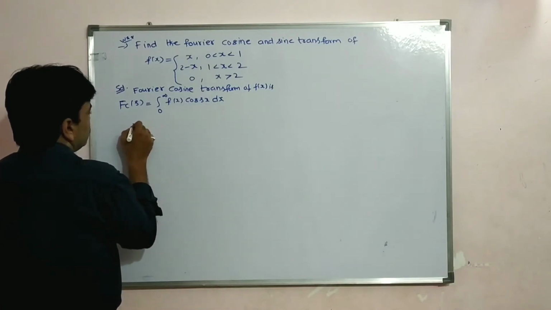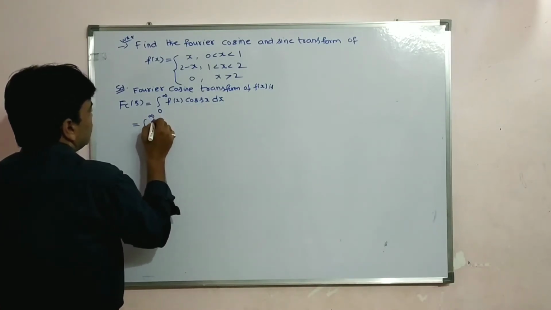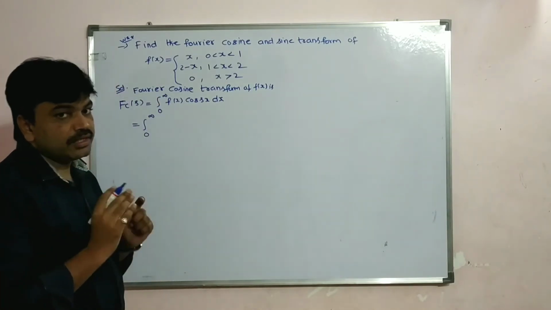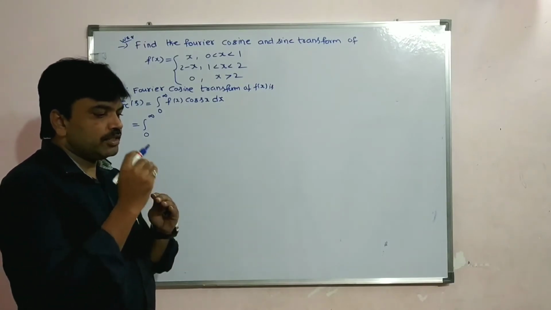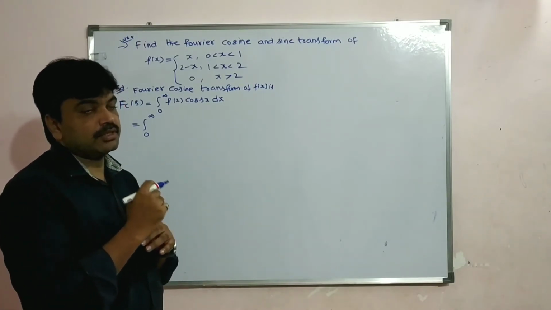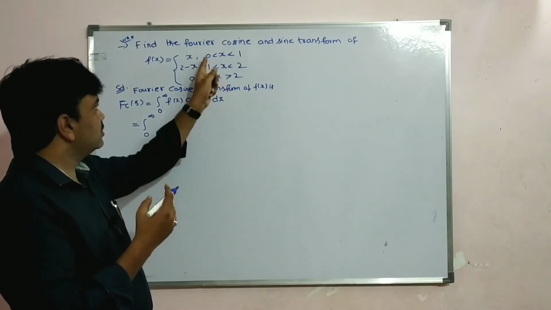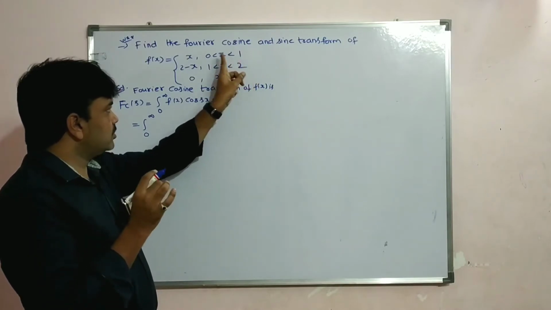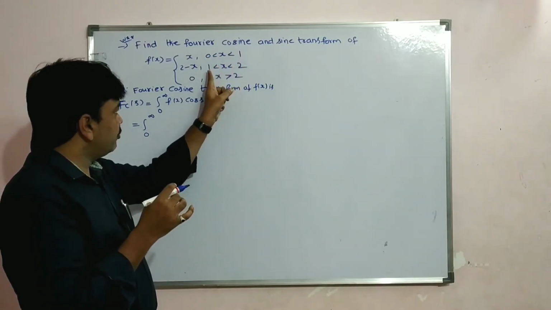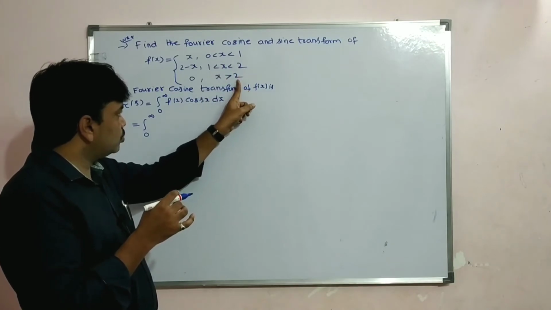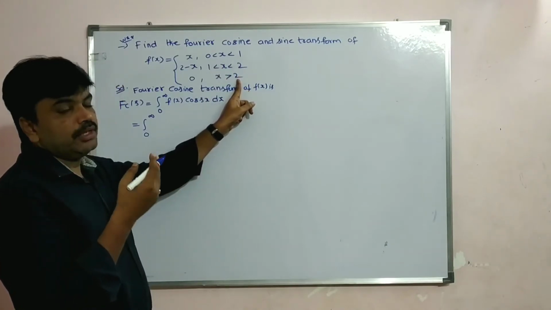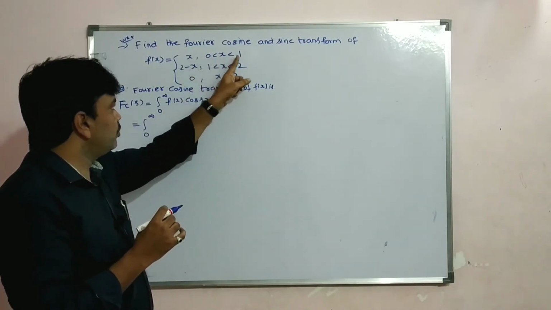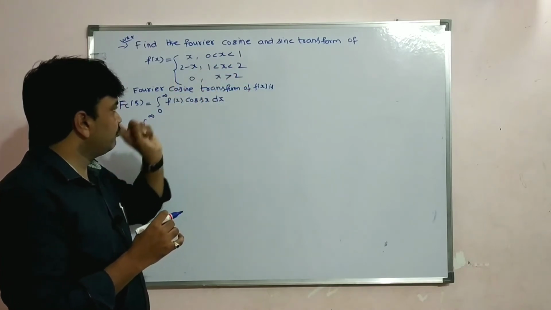dx, that is equal to the integral from 0 to infinity. Now you split the limits, students: 0 to 1, 1 to 2, and 2 to infinity, where x is greater than 2. Once again, students, you split the limits 0 to 1, 1 to 2 and 2 to infinity.